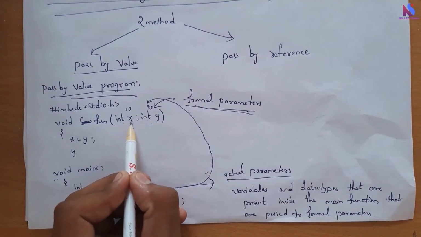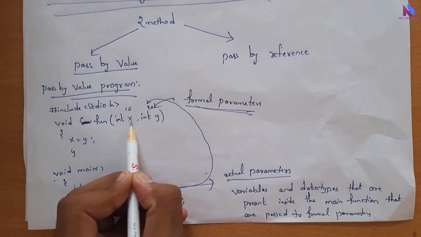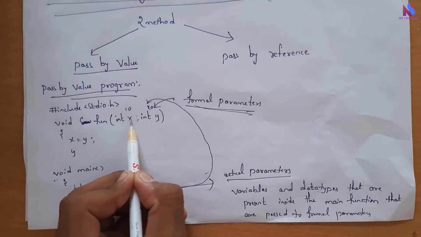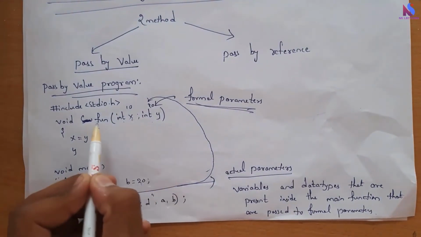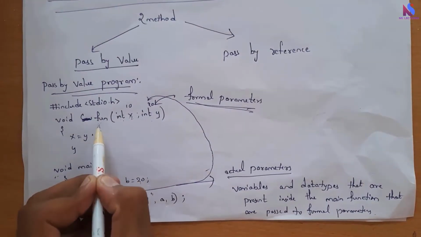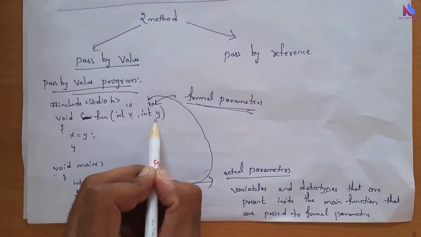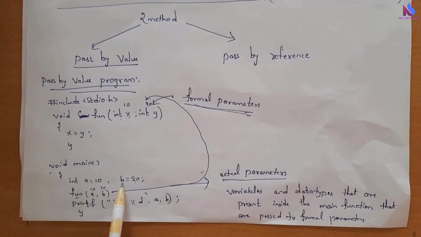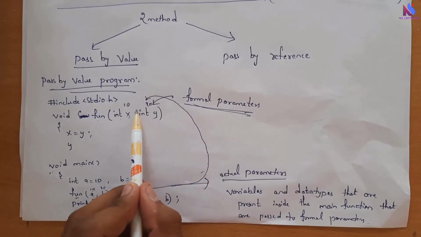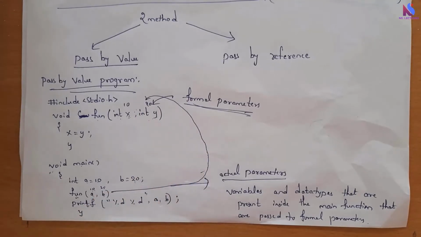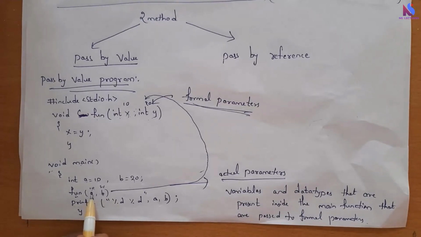Data types and variables which are written inside our function are known as formal parameters, because I wrote int x and int y inside my function fun. So we call int x and int y formal parameters. Variables present inside the main function that are passed to formal parameters are known as actual parameters. So we call variable a and variable b actual parameters, because values of a and b are transferred to formal parameters int x and int y.